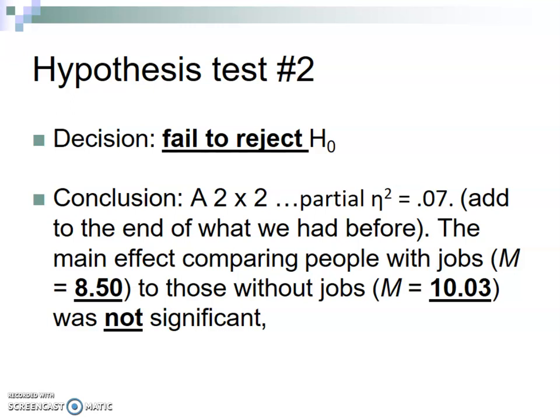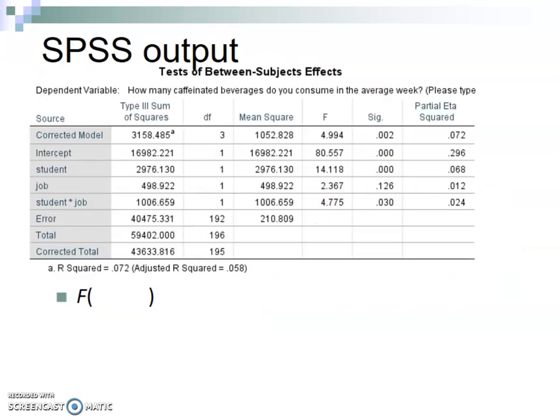This video is a continuation of going through the various hypothesis tests involved in a 2x2 between subjects factorial ANOVA. So I ended the last video talking about writing up this second main effect. And so far we have the main effect comparing people with jobs to those without jobs was not significant. And then we need to add in the statistics that we use to reach that decision. And so let's look to the SPSS output to find the information we need.